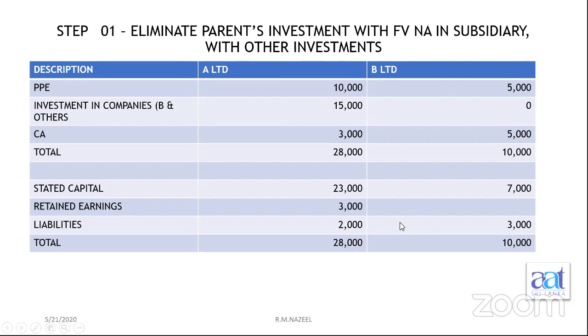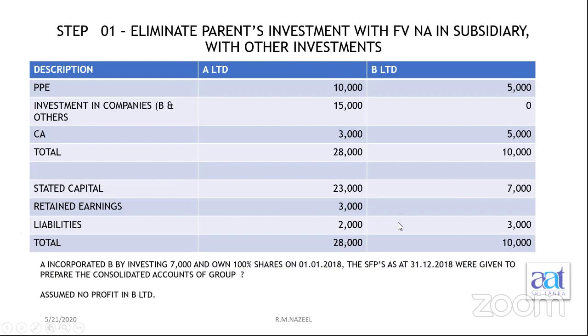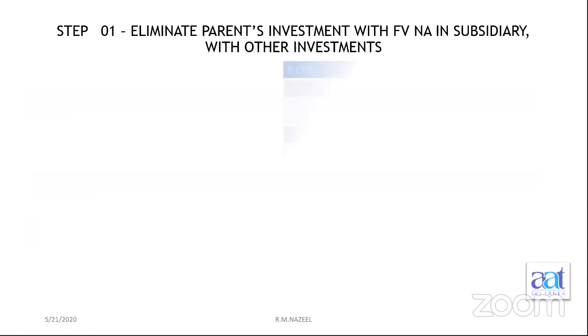So you can see now how the adjustment comes. A incorporated B with 7,000. So students, now you understand, out of 15,000, you need to adjust only 7,000. So there can be other investment which represents 8,000. Here I maintain another adjustment saying that there is no profit in the subsidiary, for simplicity, right? Now you can go to the answer. The answer comes, right.